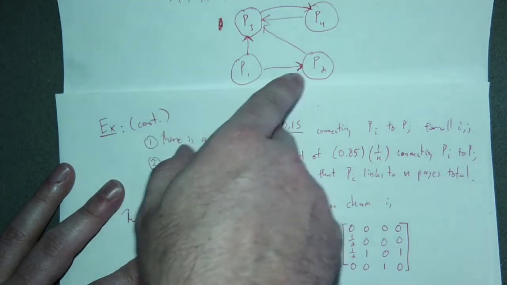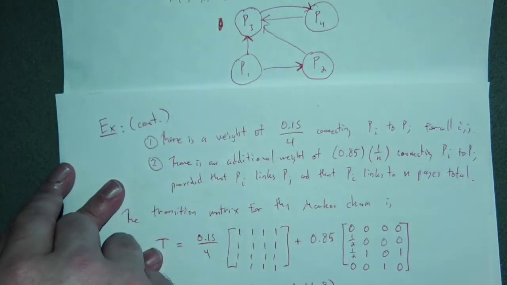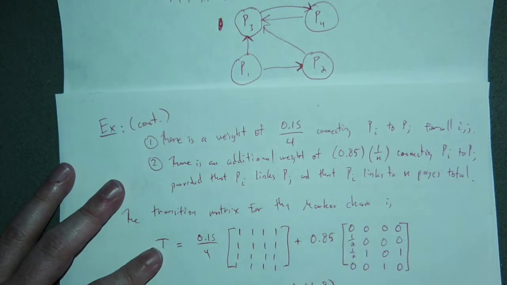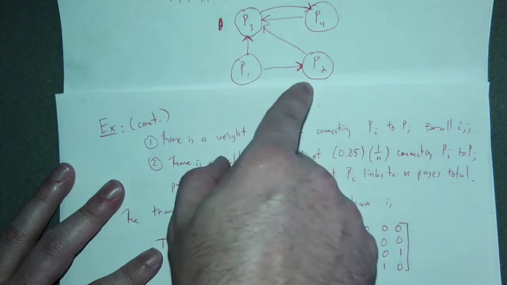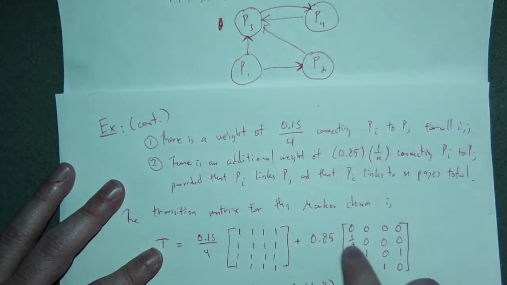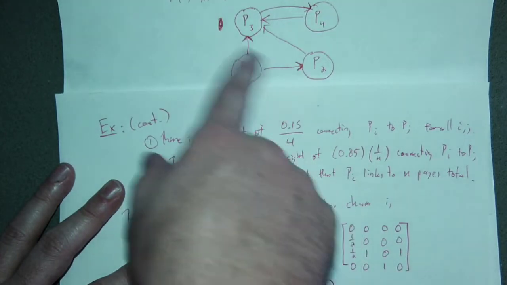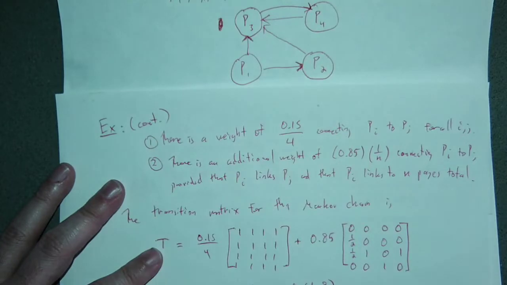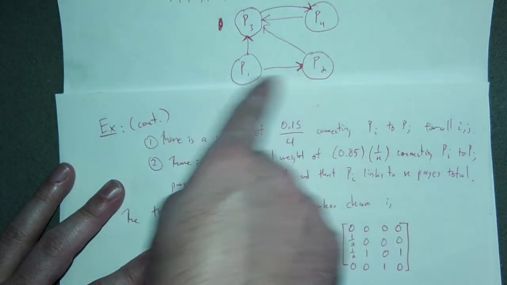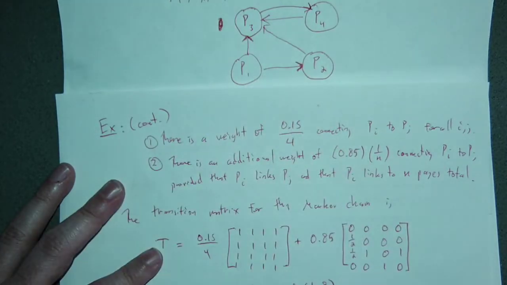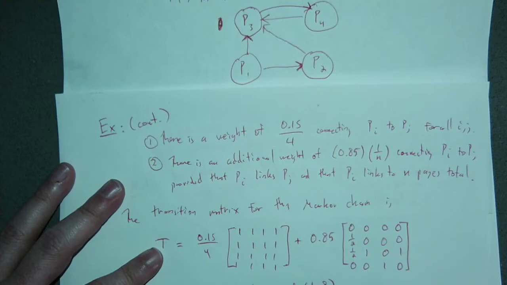Page 1 links to page 2 and page 3. The way this entry is determined is that one of those links goes to page 2, and we're in the row determined by page 2. There are 2 possible choices there, so the probability that page 2 gets chosen is 1 out of 2, that's 1/2. That's why there's a 1/2 there. No other page links to page 2, so all the remaining entries are 0.